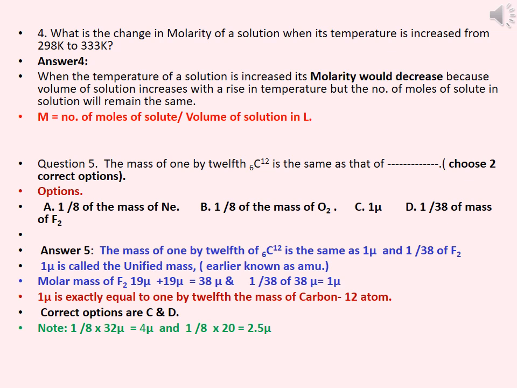The mass of 1 by 12th of 6 carbon 12 is the same as that of dash. Choose two correct options. 1 by 12th of 6 carbon 12. 6 carbon 12 is the most stable isotope of carbon. Now look at the options. A. 1 by 8th of mass of neon. B. 1 by 8th of mass of oxygen molecule. C. 1 mu. D. 1 by 38th of the mass of fluorine molecule.